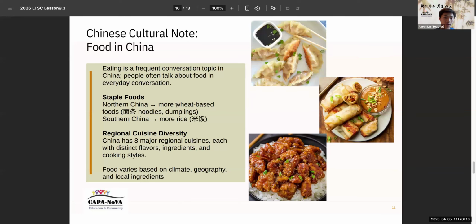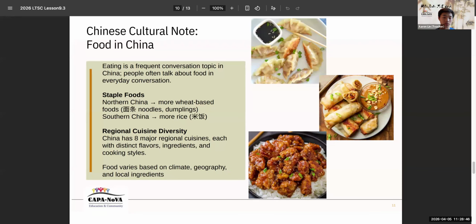In North China, they primarily eat wheat-based or flour-based foods, like 面条 and noodles or dumplings, and 油条, which is fried dough bread. And then in South China, you have more grain-based foods, like rice, 米饭, and different types of rice. That's a key difference between Northern and Southern China in their staple foods. But also there's a lot of regional diversity in each region.